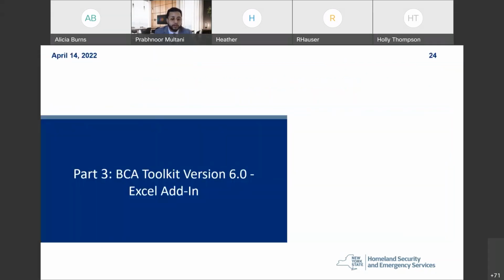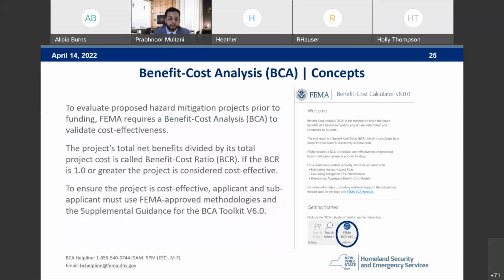Part 3, the Benefit Cost Analysis Toolkit version 6.0, the Excel add-in. Next slide, please. So here, after we reviewed the basic concept, I will now be going over how to access the FEMA Benefit Cost Analysis V6.0. It's just another Excel add-in.